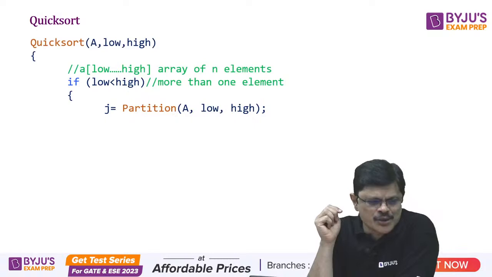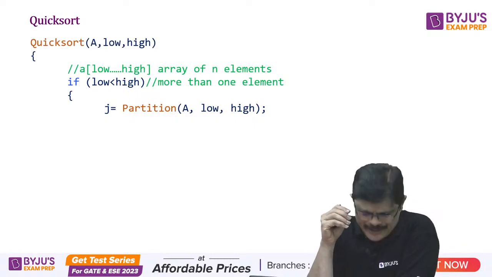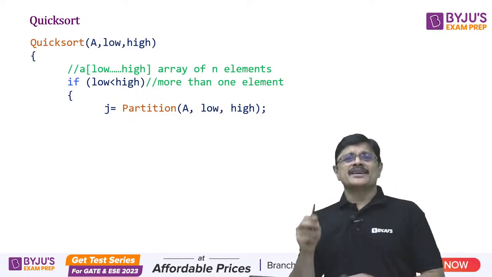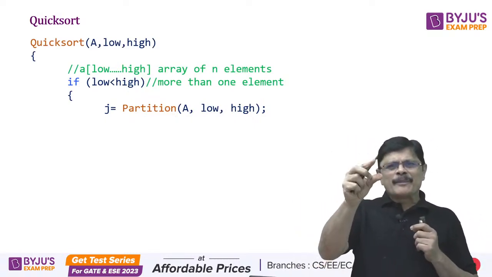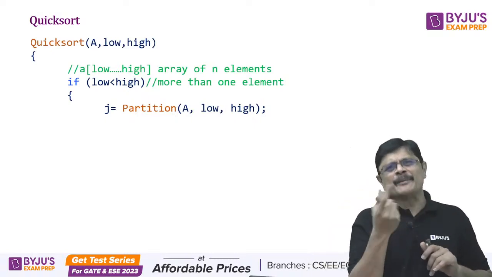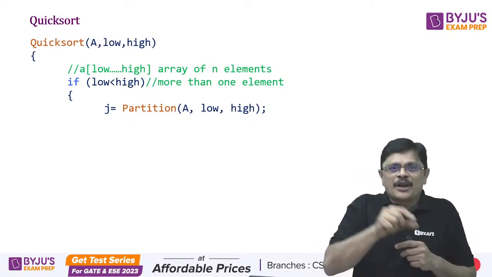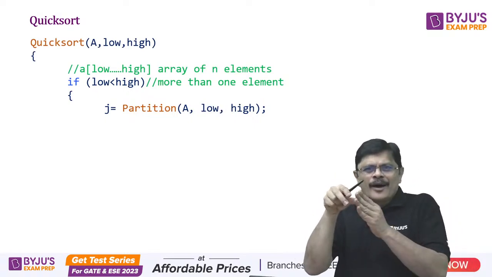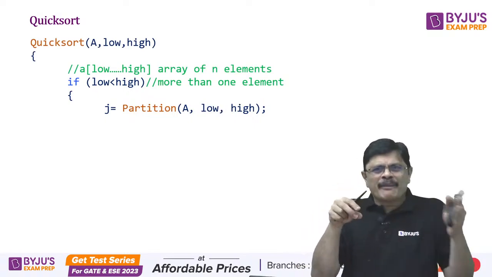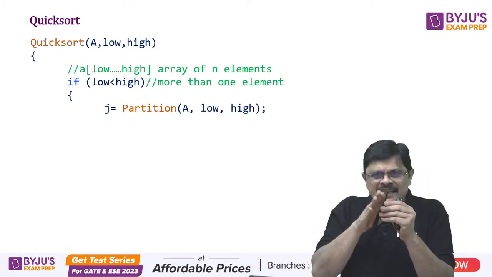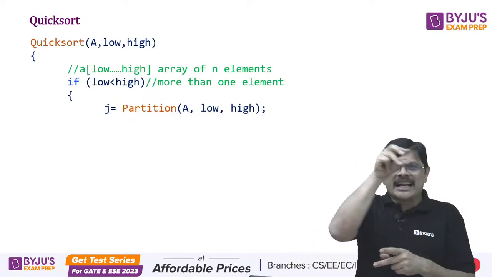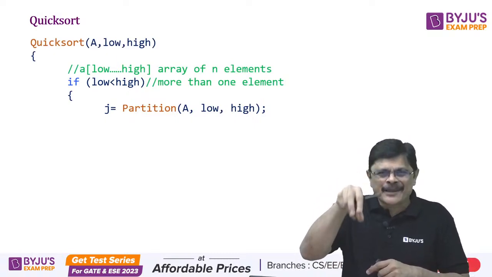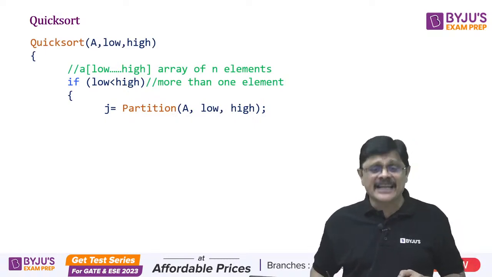Partition is called with A, low and high. So what happens when you call this partition? One particular element is taken. Generally, the first element is taken as the pivot element, and we try to find the exact position of that, in such a way that all the elements smaller than that would be placed left, and all the elements larger than that would be placed right. That is, we place an element at exactly the correct position. One element is placed at the correct position, and it will take theta n time.